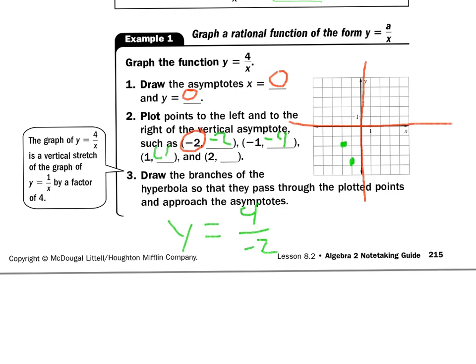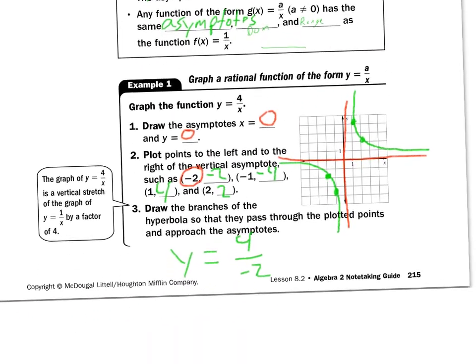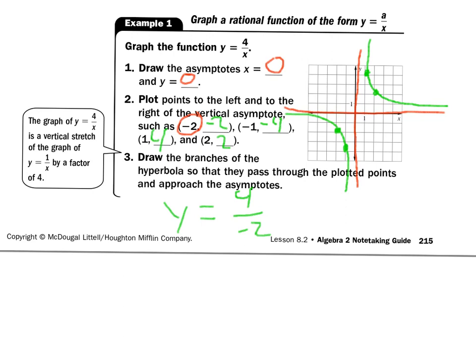If I put a 1 in there, I get a regular 4. If I put a 2 in there, I get a regular 2. So there's my (1, 4) and (2, 2). When I graph this out, it's going to look like this. Hyperbolas look like that, and those are called the branches, as we talked about up here. It's a hyperbola with branches, and all the x's can be everything except for 0. Those asymptote lines can't ever be reached. It gets closer and closer, but never touches.